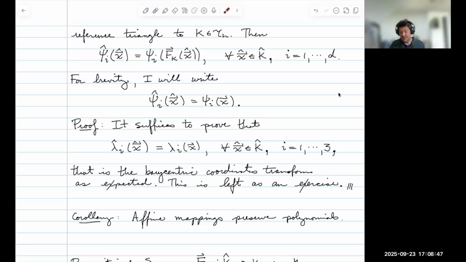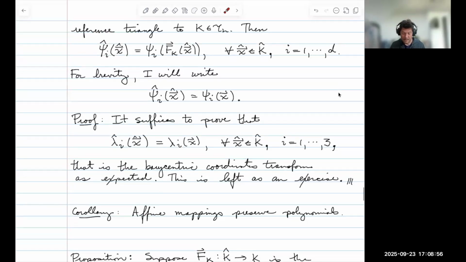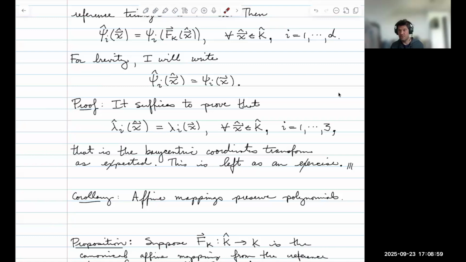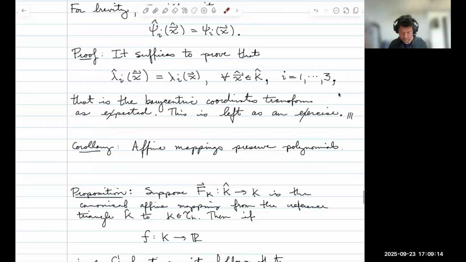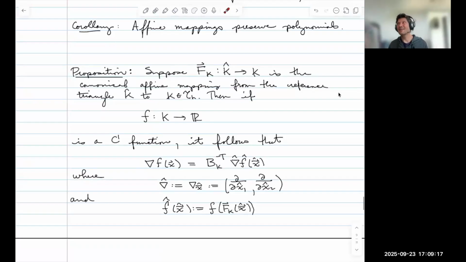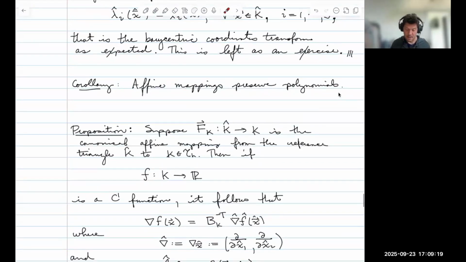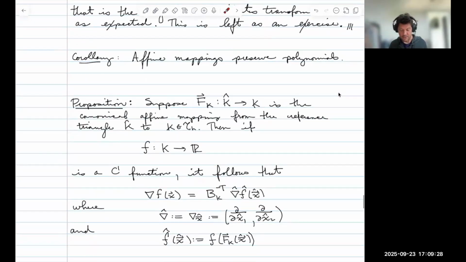Okay, and the reason is because all the polynomials are ultimately constructed using these barycentric coordinates, which get preserved under this transformation. So this says barycentric coordinates get preserved under the transformation of F, and if that happens, then basis functions get preserved and affine mappings preserve polynomials. What we've really shown here is that this affine mapping preserves polynomials, but it turns out that all affine mappings ultimately do preserve polynomials as well.